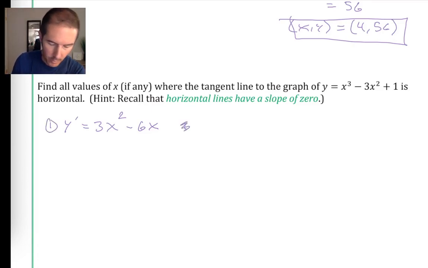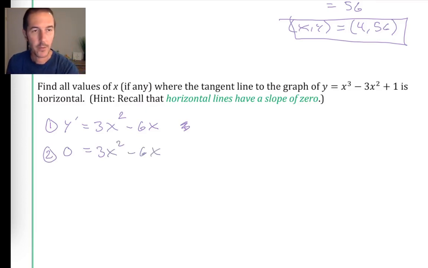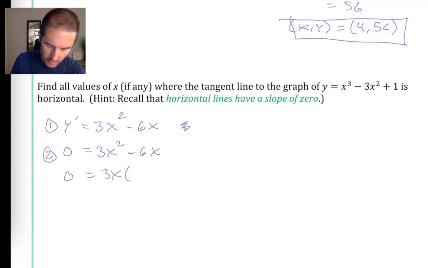Set it equal to 0. I said that was the second thing I was going to do. So there it is, setting it equal to 0. And then the third thing I said I was going to do was solve. In order to solve, I'm going to factor a 3x out of this equation so that I've got 0 is equal to 3x times x minus 2.